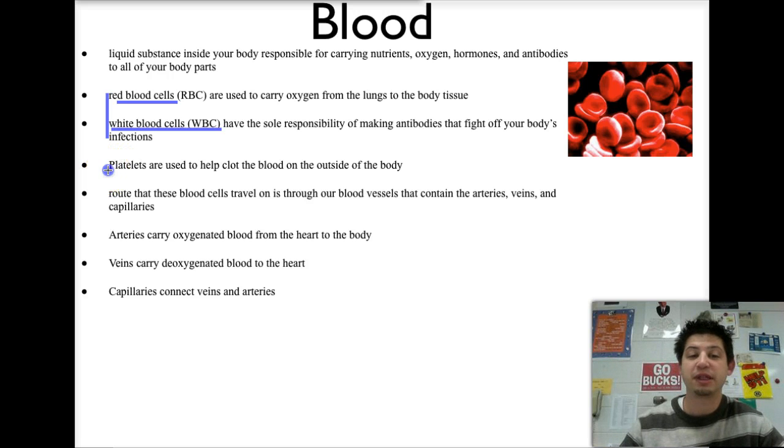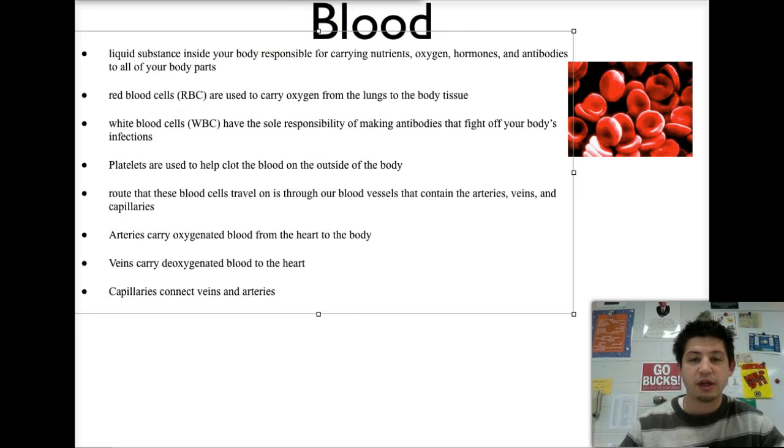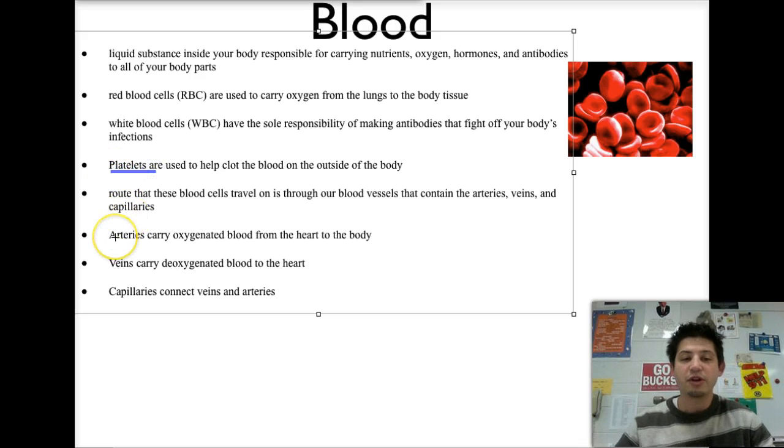You then have what are called platelets. Those are responsible for helping clot the blood on the outside of the body. Think of when you've fallen down and scraped your hands and you've had blood on them. The platelets come together and they start forming a little glue, and that's bringing your skin together. It's known as a scab.